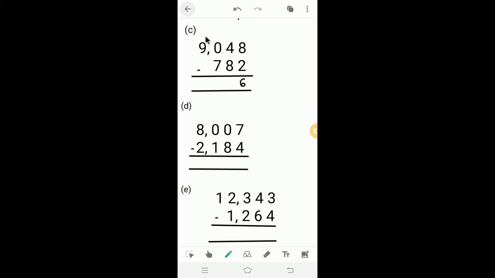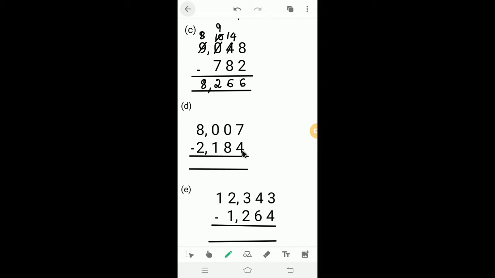If we borrow from 9, then 9 becomes 8 and here 0 becomes 10. Now we can borrow from 10. 10 becomes 9 and here 4 becomes 14. 14 minus 8 is how much? 14 minus 8 is 6. 9 minus 7 is 2 and write 8 as it is. So the answer is 8,266.